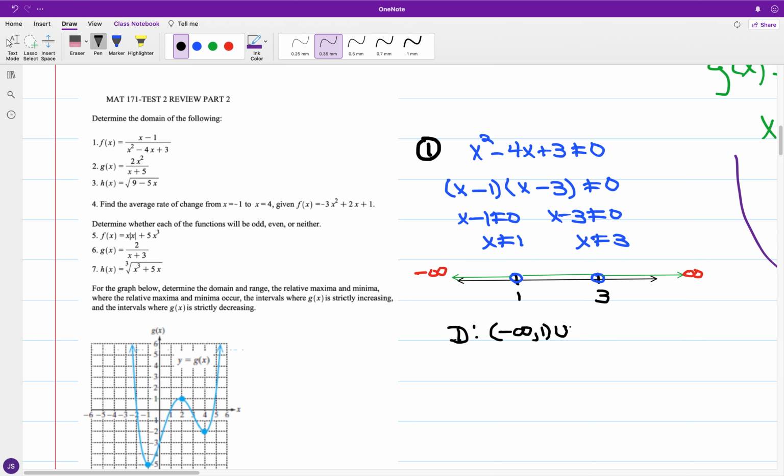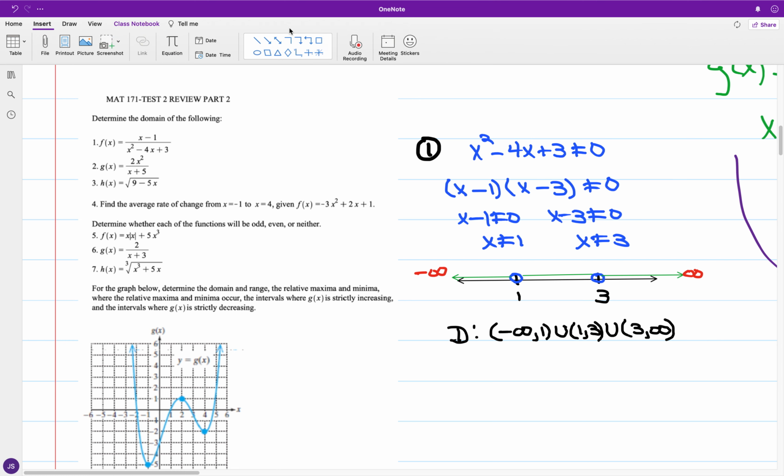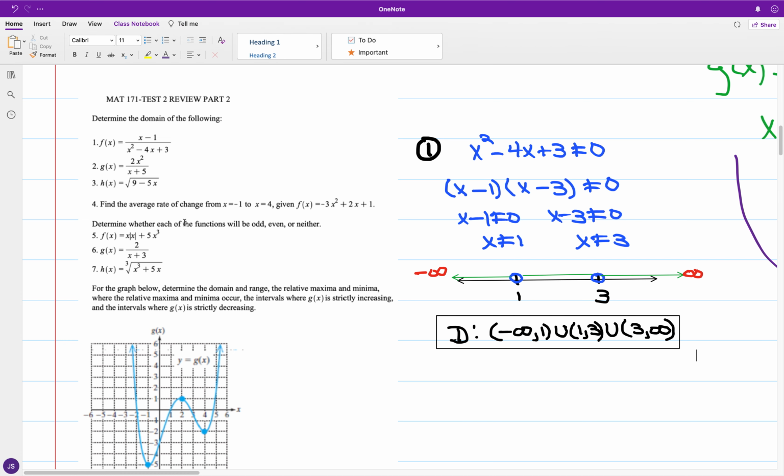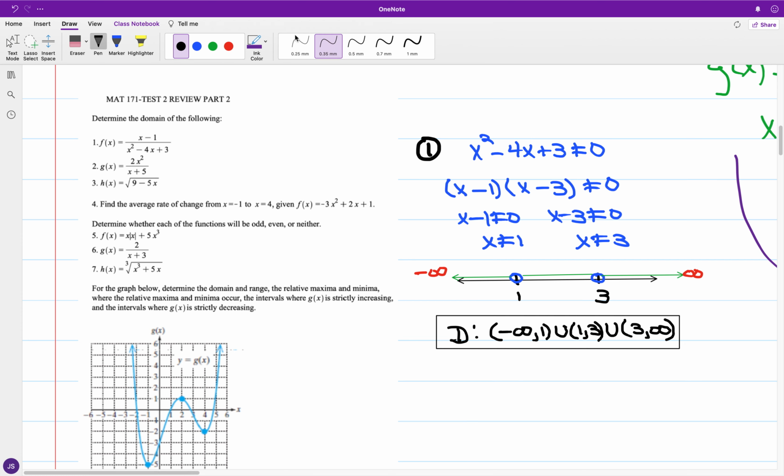Then we have going between but not including 1 and 3. And for the rest of the domain, we have those values of x that will be greater than 3. So that will be the result of what we have in the first problem in the second part of the test review.